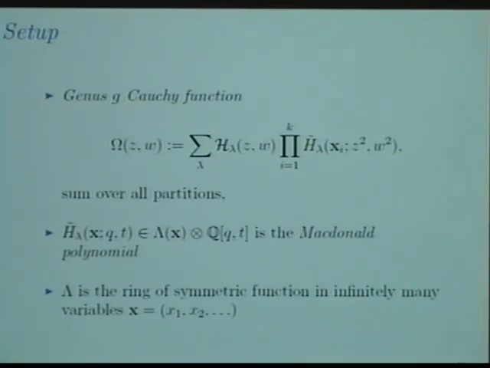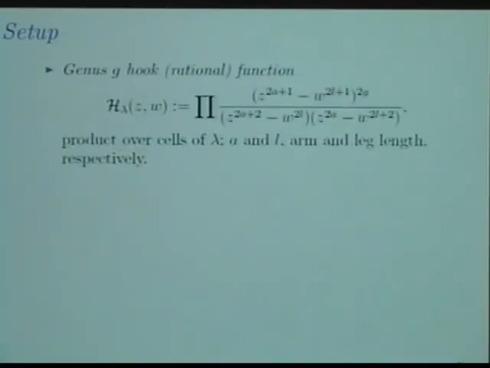And you should think of this as starting to look like the Frobenius mass formula in some very highly many-variable version. All right, so what's the other gadget? That other H_lambda(z,w) over there. So this is this thing, and this is a product over all cells of the partition lambda of this rational function. And a and l here stand for the arm and the leg length of the cell. Let me show you a little picture of what that means.